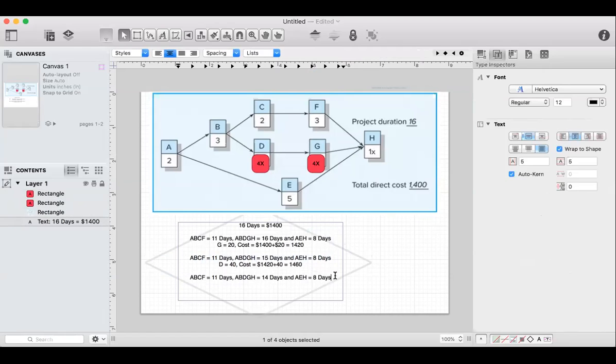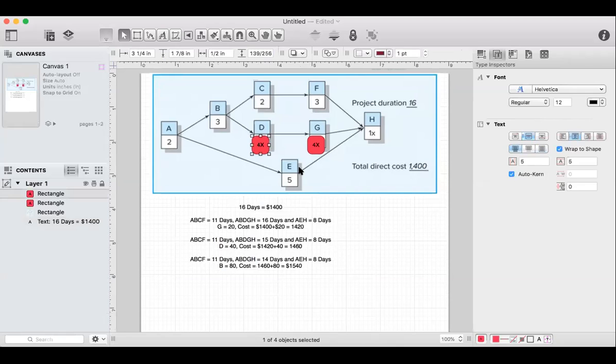What do I crash now? There's only A or B. What do I crash? B. Why B? Lowest crash cost among A and B. 1460 plus 80 equal 1540. And again, I have to go and reduce B.